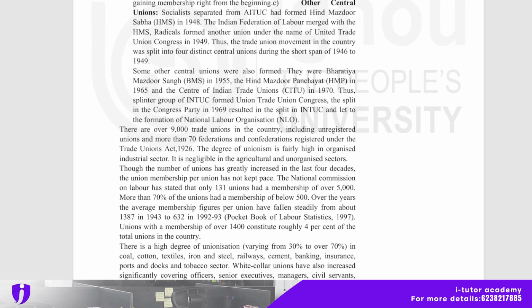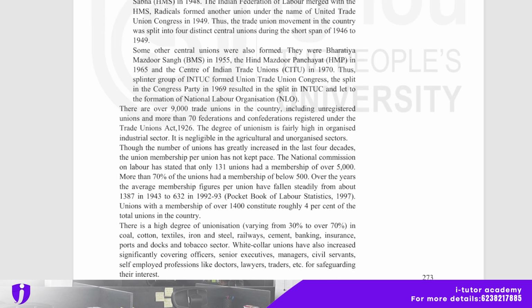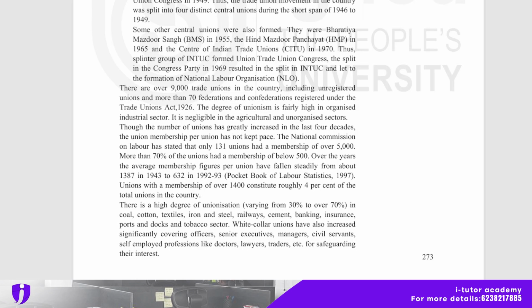There are over 9,000 trade unions in the country, including unregistered unions, and more than 70 federations and confederations registered under the Trade Union Act 1926. The degree of unionism is fairly high in the organized industrial sector. It is negligible in the agricultural and unorganized sectors, though the number of unions has greatly increased in the last 4 decades. The union membership per union has not kept pace.